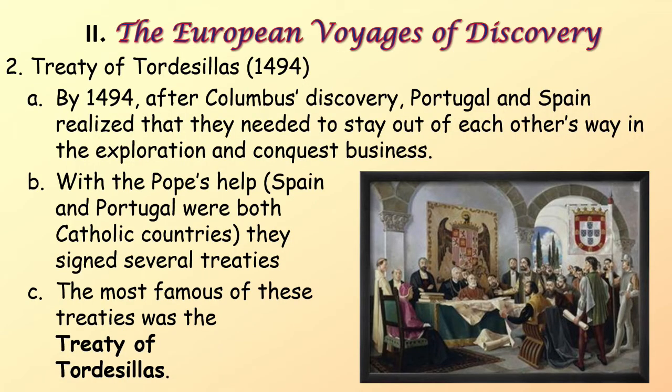The Treaty of Tordesillas, 1494. By 1494, after Columbus's discovery, Portugal and Spain realized that they needed to stay out of each other's way in the exploration and conquest business. And with the Pope's help, Spain and Portugal were both Catholic countries, so they needed the Pope in on this. They signed several treaties, and the most famous of these treaties was the Treaty of Tordesillas.